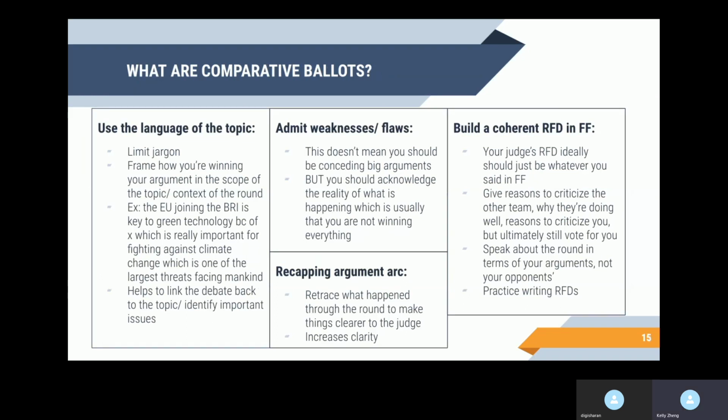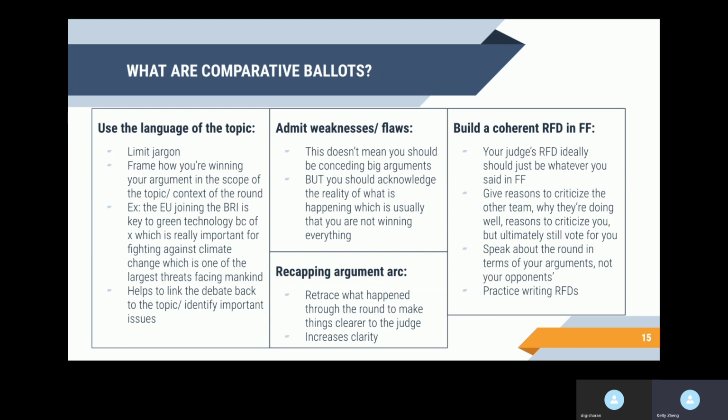Then we'll talk about comparative ballots and what you can do better. The first one, if you want to do comparative ballots, is using the language of the topic. So limit jargon when you're doing comparison between both sides. I don't say that we outweigh on uniqueness or something. No one really knows what that means unless you explain it very well. And a lot of the time it's not explained well because people will substitute jargon for actually explaining arguments.